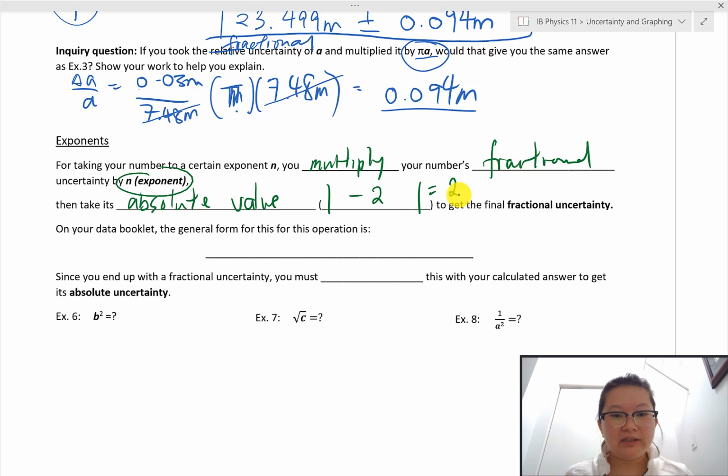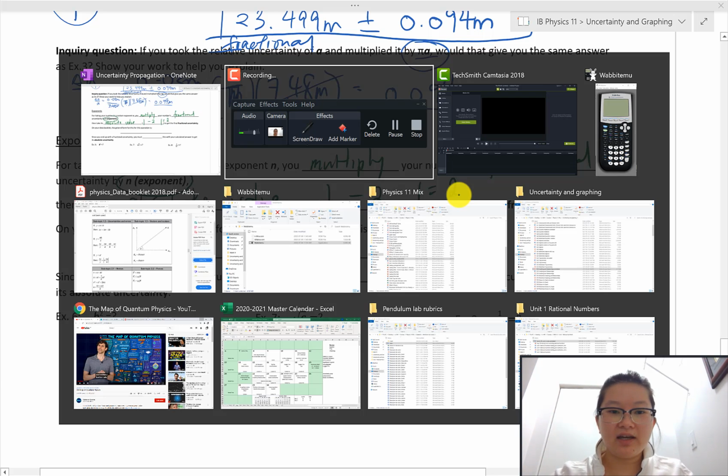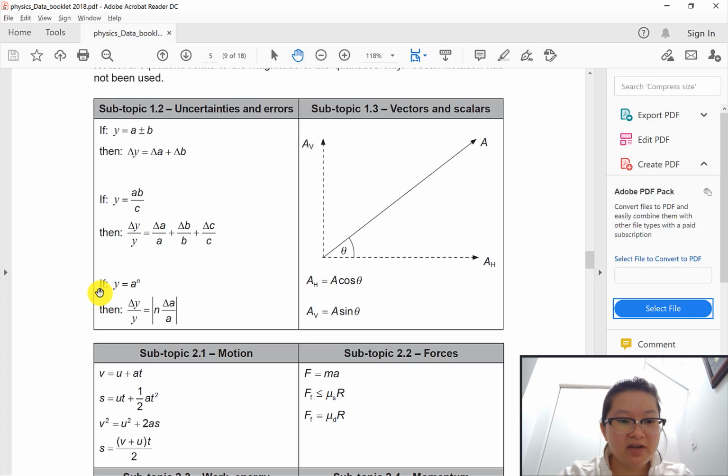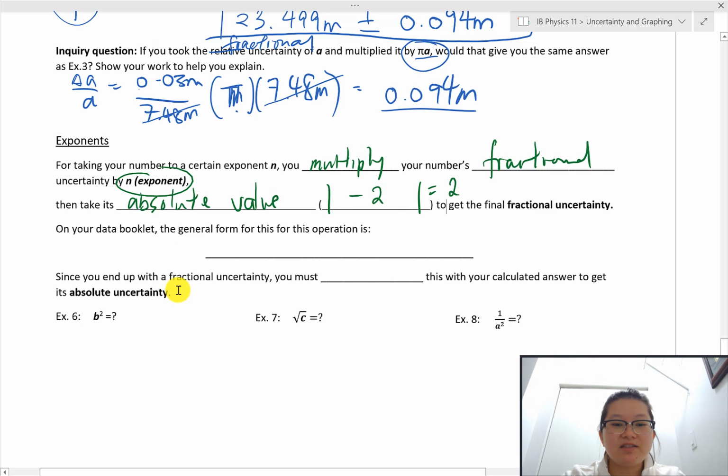In your data booklet, that's what it's going to look like. Let me show you quickly. If you are taking an exponent, if y, which is your final answer, is a to an exponent of n, then the fractional uncertainty of your final answer is going to be the absolute value of your exponent times the fractional uncertainty of a. There's actually significance to that.